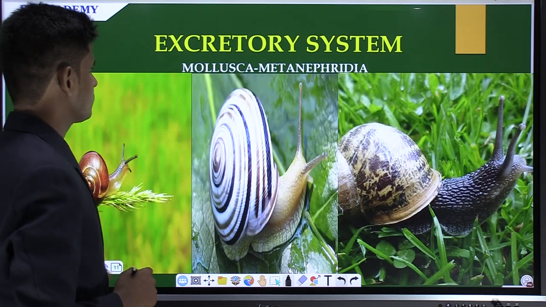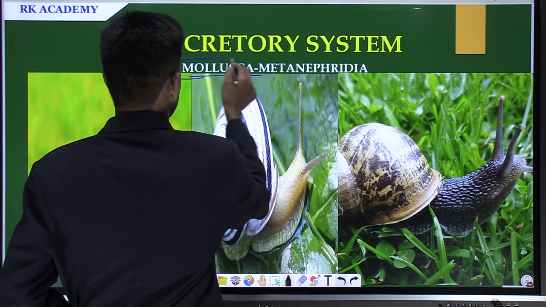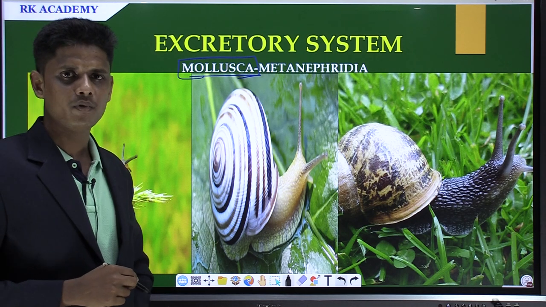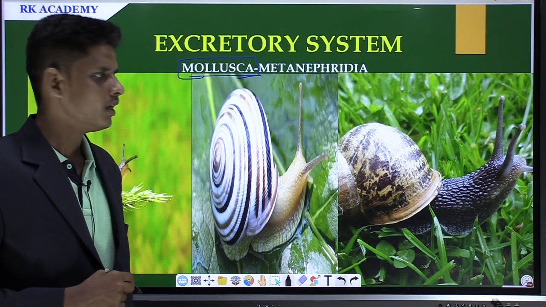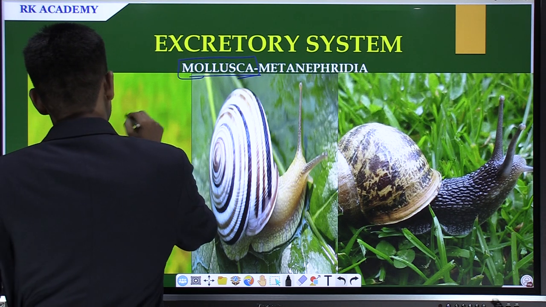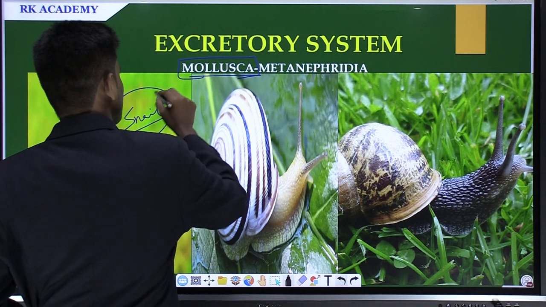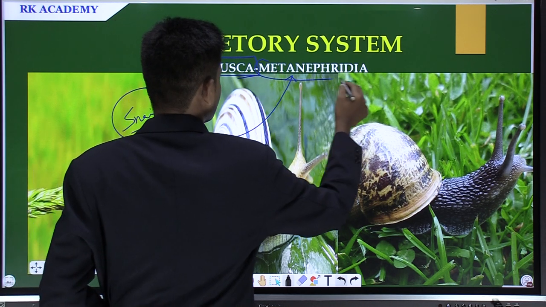And in this slide, you can see the molluscans. In the molluscans, metanephridia play an important role in the elimination of the waste material from the body. And this is called a snail. These snails eliminate their waste materials from the body with the help of metanephridia.